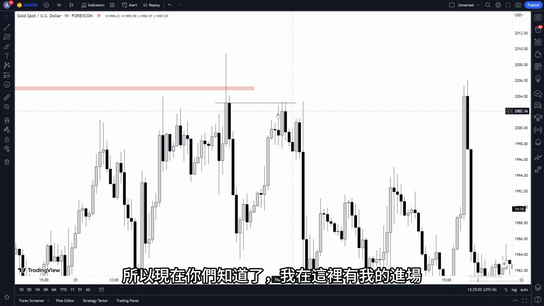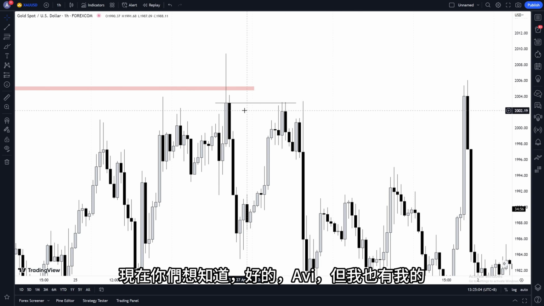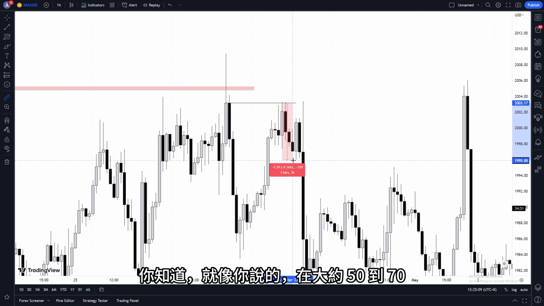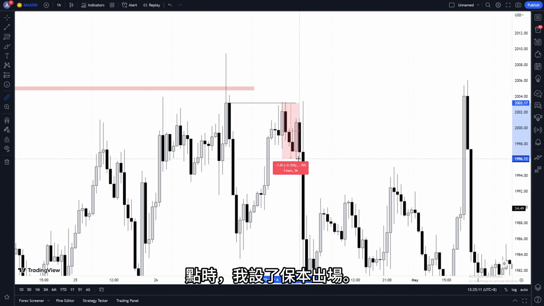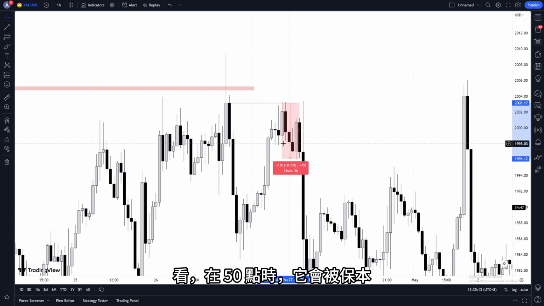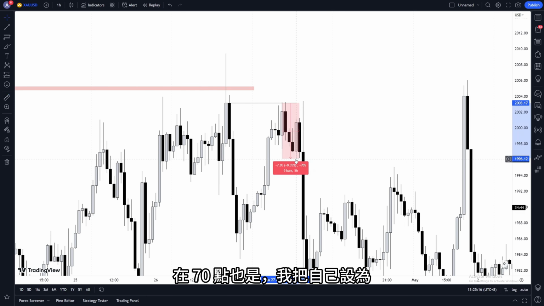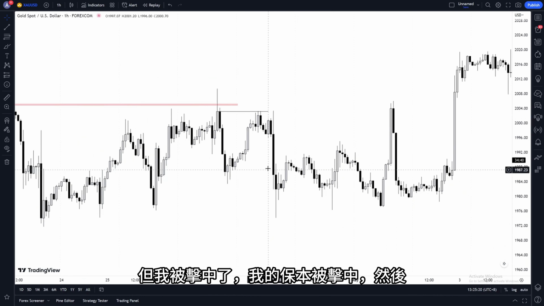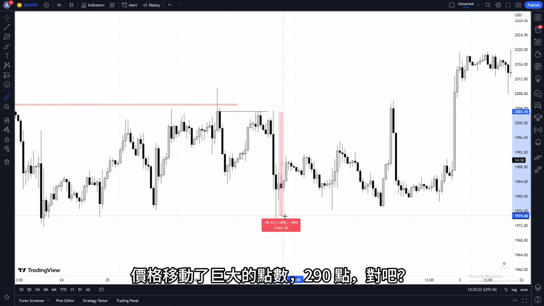Okay, cool. So now that you know that, I had my entry over here. Now you guys are wondering, okay, Avi, but I had my entry here too, Avi, and just like you said, at around 50 to 70 pips, I set myself out at break even. And look, at 50 pips, it would have been set out at break even, and at 70 pips too, I set myself out to break even. But I got hit. My BE got hit, and then price moved a colossal amount of pips, 290 pips, right?